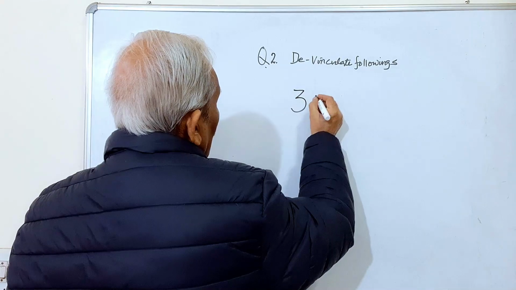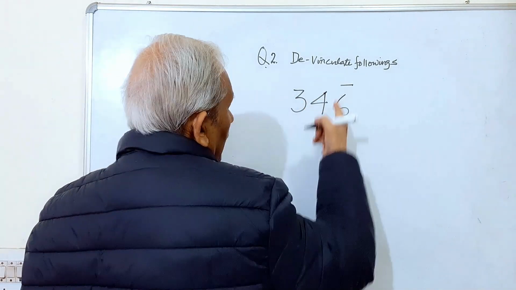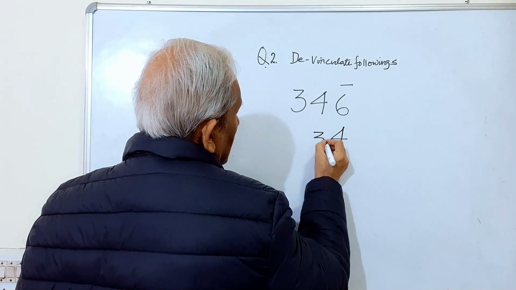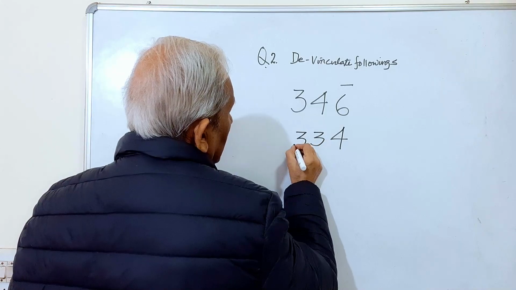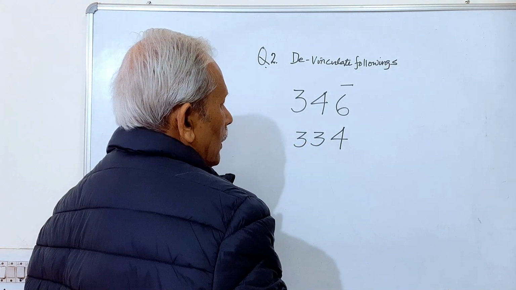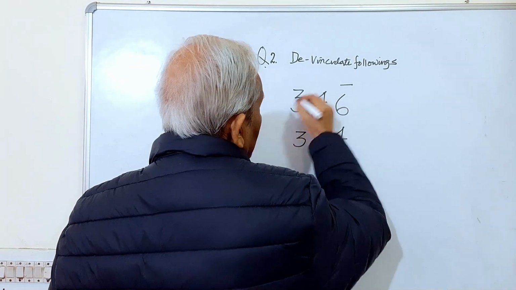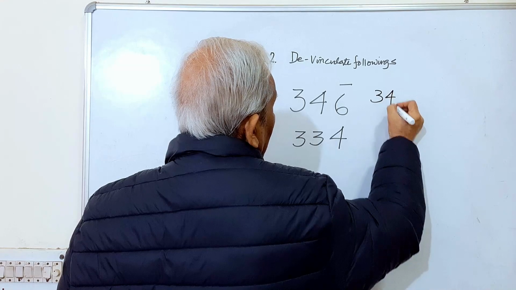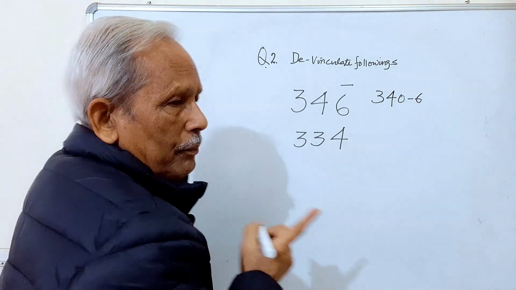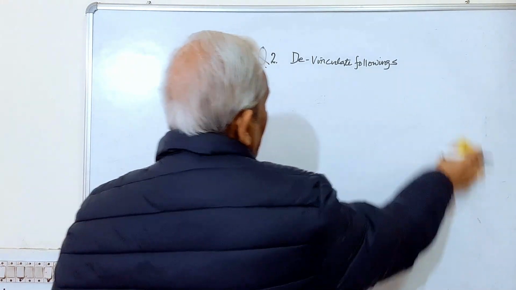Then 346 bar. So 10 minus 6 is 4. The 4 left of it is reduced by 1, so it makes 3, and 3 stays as it is: 334. Are you getting my point? 334. Otherwise, this means 340 minus 6, and that is equal to 334, right?